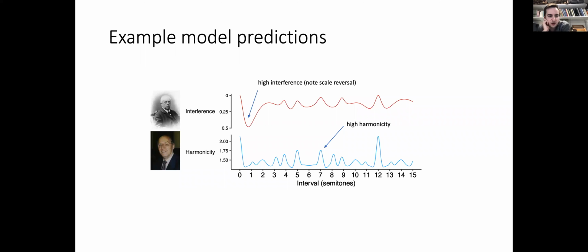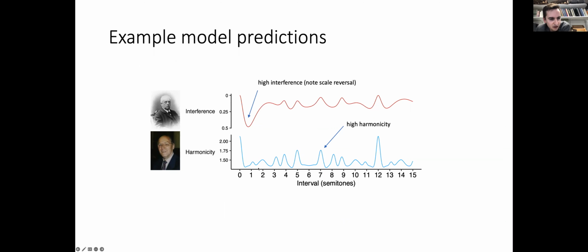And these are the kinds of results that we get from these models when we apply them to our stimuli. And we apply them to this continuous scale. So the models output these smooth curves, similar to what we see with the behavioral data. And here the red line corresponds to interference. And note that it has its scale reversed, so that high interference is towards the bottom, corresponding to low consonance or low pleasantness. And so we're getting very high interference for an interval of a semitone. So that's when two notes are very close together. You get a lot of this beating or roughness.